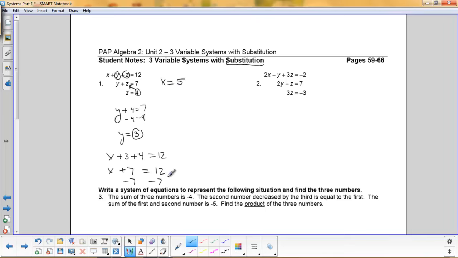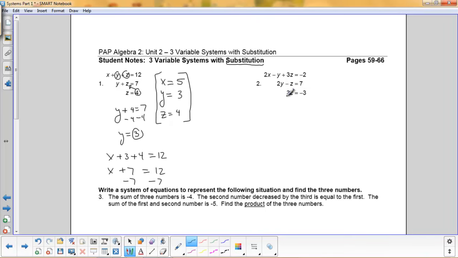Now make sure that when you're doing this, you're neat and organized so that we can clearly see what your solutions are. So I'm going to go ahead and build on this last solution. x equals 5, y equals 3, z equals 4. So that is my solution. I'm going to go ahead and box it like that, and now I'm ready to move on.